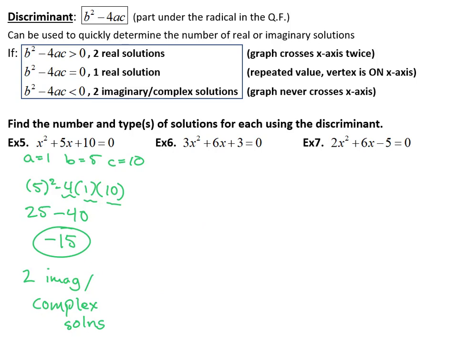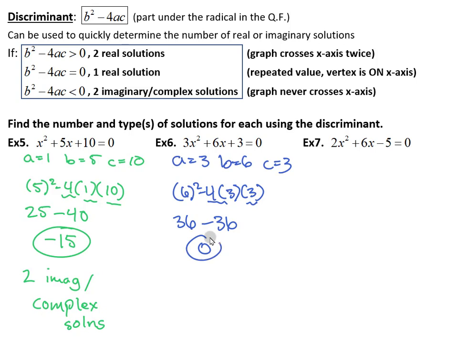Okay, let's try this next one. A is 3, B is 6, and C is also 3. So b squared, 6 squared, minus 4 times a times c. This gives me 36. This is -12 times 3 is -36. Ooh, we got the case where we got exactly 0. That's that repeated solution. So we got one real solution. And graphically, again, that's where like the vertex is right on the x-axis. It's the only way for it to touch just once.